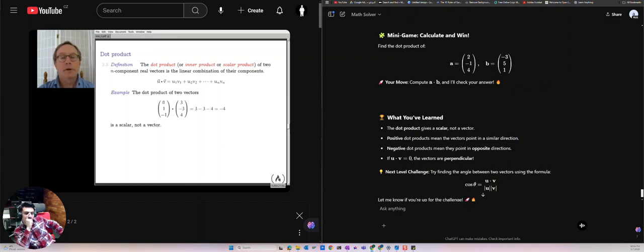And it's not hard here to do the operation. 1 times 3, 1 times minus 3, minus 1 times 4, add them all up. Turns out it adds to minus 4 in this case. And the thing to notice about the result is that when you take two vectors and combine them in this way, you don't get a vector, you get a scalar, which is why it's often called scalar product.